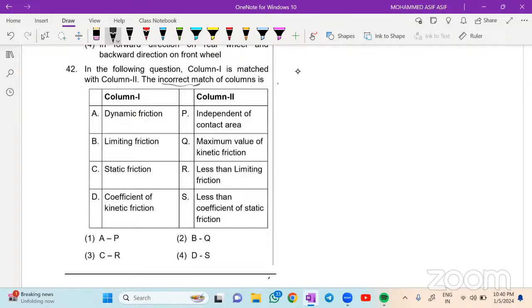Dynamic friction is independent of area of contact. That's true. Limiting friction is the maximum value of kinetic friction? Limiting friction is defined for static friction, but not for kinetic. This is wrong. So what should be the answer I can write for this one? B must be equal to Q, second option. Static friction is less than the limiting value of friction. Static friction is defined for this one. Coefficient of kinetic friction is lesser than the coefficient of static friction. That is also true.